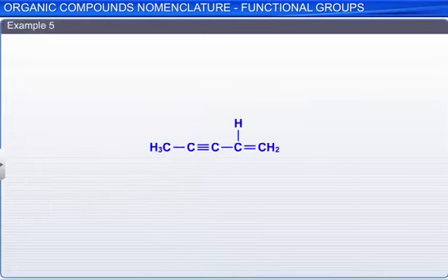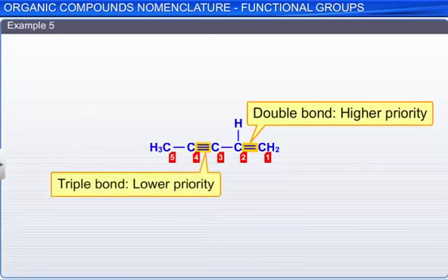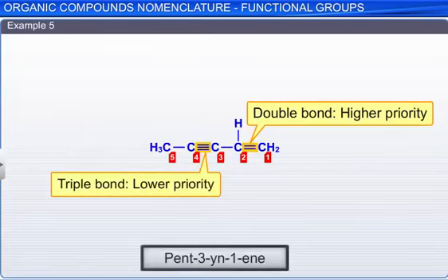On the other hand, in the next compound shown here, there is a double bond and a triple bond. In IUPAC nomenclature of organic compounds, a double bond gets preference over a triple bond. Hence, the name of the compound will be pent-1-en-3-yne.